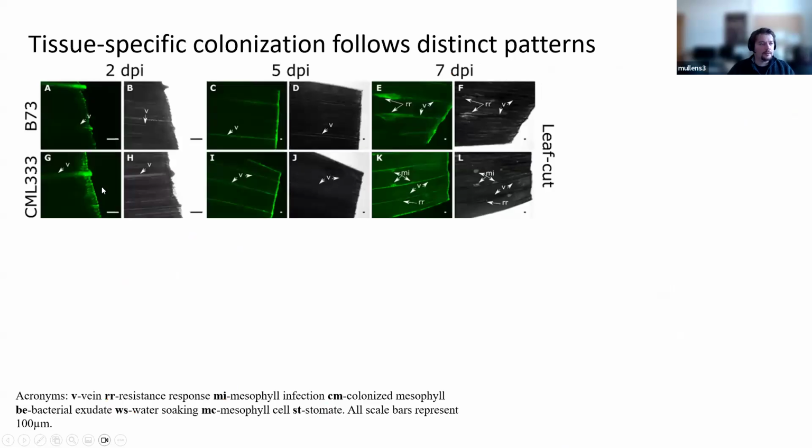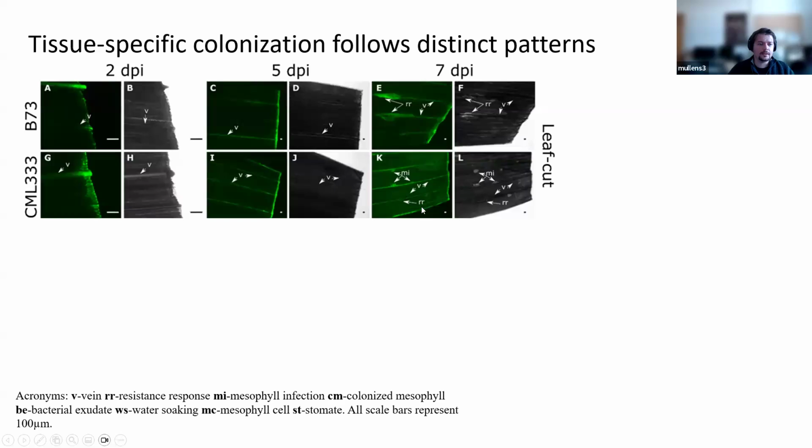So here I'm showing how the cut inoculation progresses across time in B73 and CML 333. Early on, there's not much to see at 2 DPI. At 5 DPI, you can clearly see it in the veins in both CML 333 and B73. But between 5 and 7 DPI, B73 will develop HR-like spots along the veins.